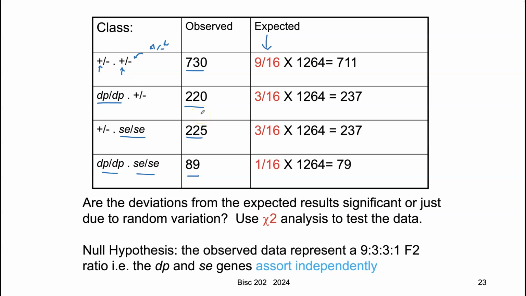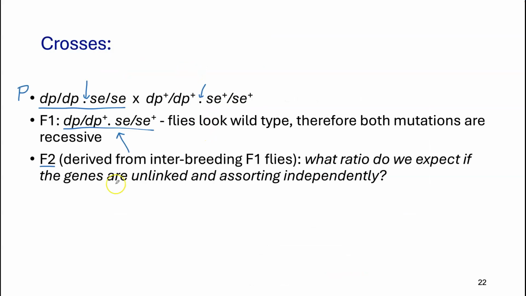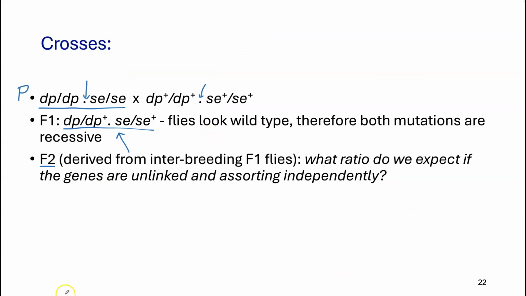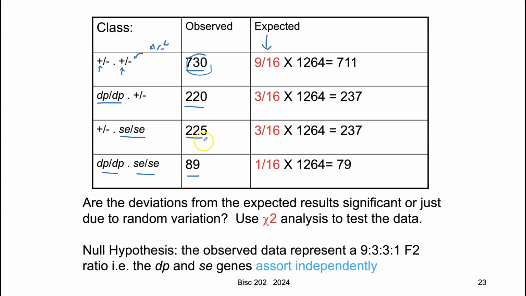This looks a lot like a 9:3:3:1 ratio to me. It's not perfect. If I was to round this off to 90, I would expect this to be 3 times as much, 270, and then this to be 9 times as much. So the numbers are not perfect, but we're seeing a lot of these, an intermediate number of these two classes and a very small number of these ones. And that's exactly what a 9 to 3 to 3 to 1 ratio would look like.